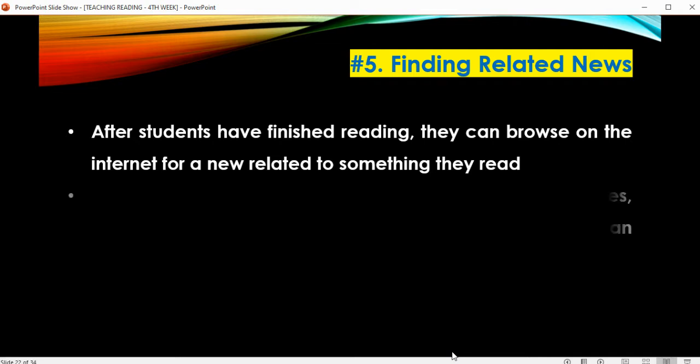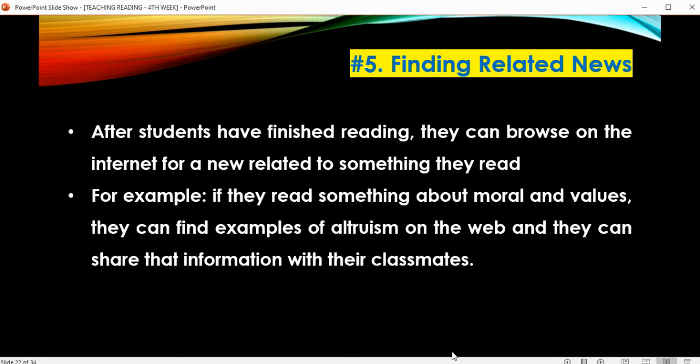But what happens if they don't have the internet? Maybe the teacher can give more information. So you can say, okay, after reading, I have here more information about a topic. And what are they going to do? For example, if they read something about morals and values, they can find examples of altruism on the web and they can share that information with their classmates.